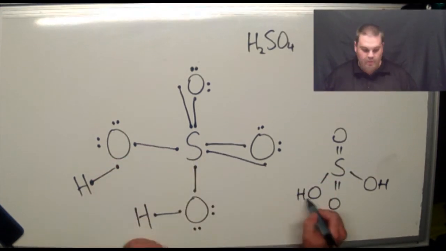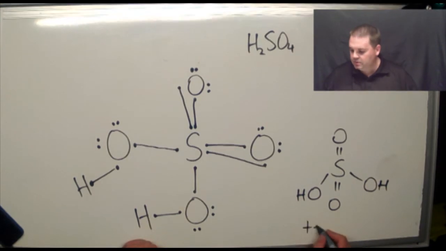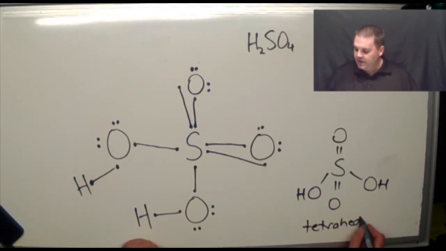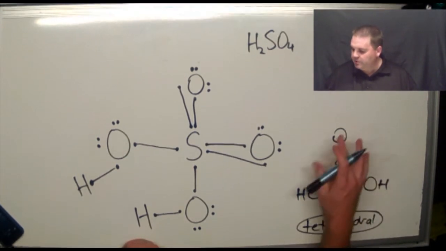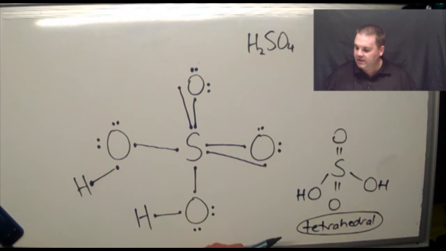Because that's what bonds to the sulfur, and that is a tetrahedral arrangement. Because what we're looking at is around the central atom. There's 4 evenly spaced. That's tetrahedral.